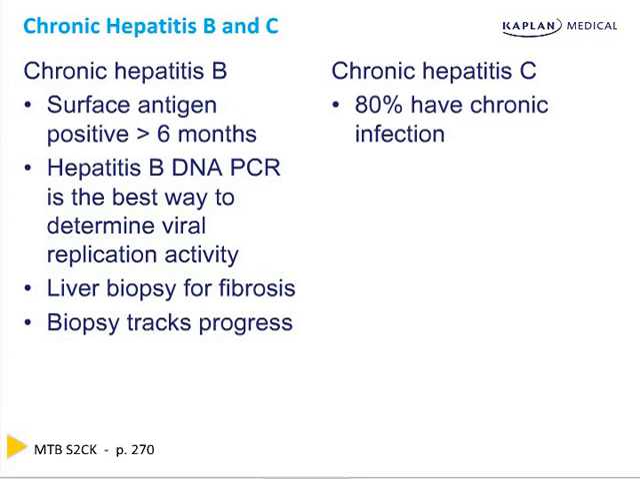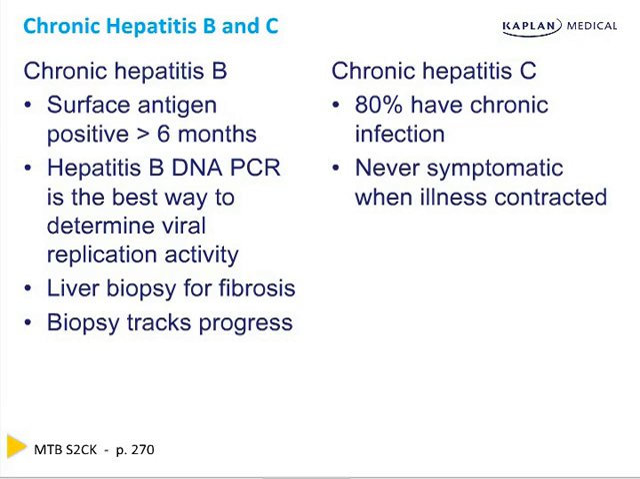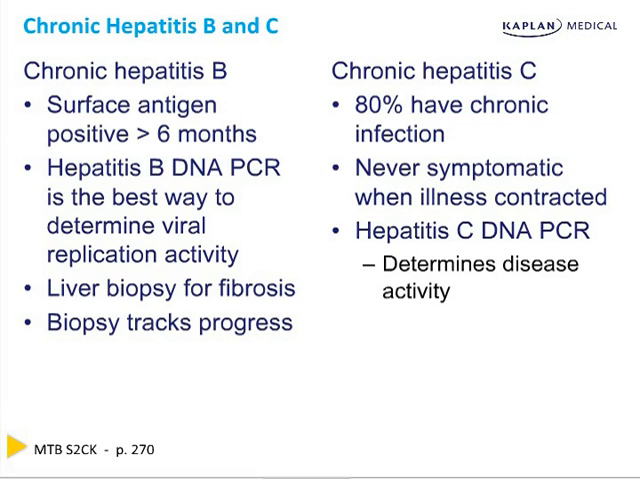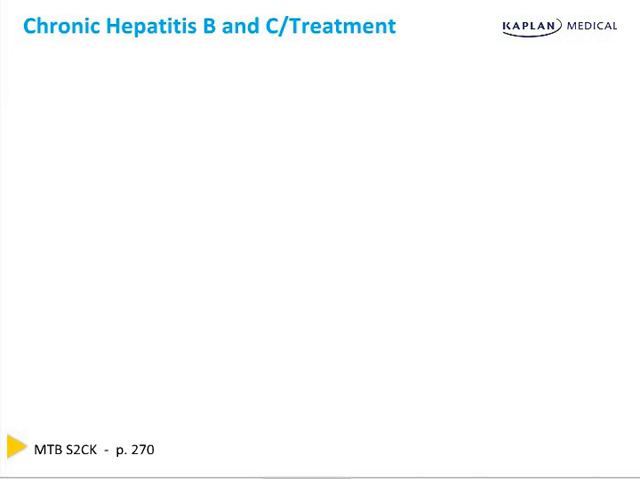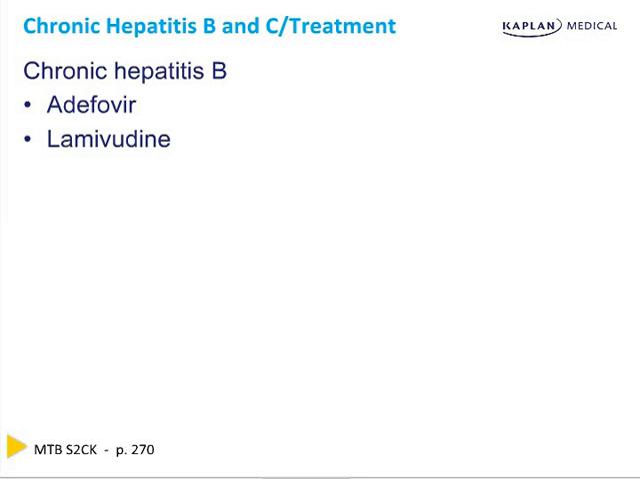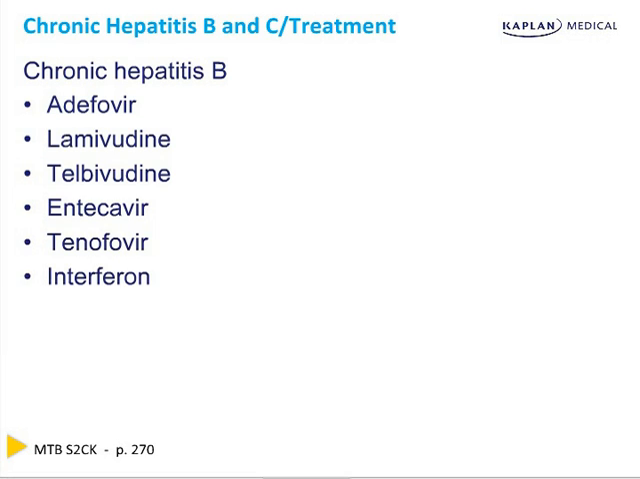80% of those patients who contract hep C will have it chronically. Remember, the patients are never symptomatic when they contract the virus. A hep C DNA PCR also helps to determine the disease's activity. The treatment of hepatitis B is through the use of antivirals such as adefovir, lamivudine, telbivudine, entecavir, tenofovir, or interferon.